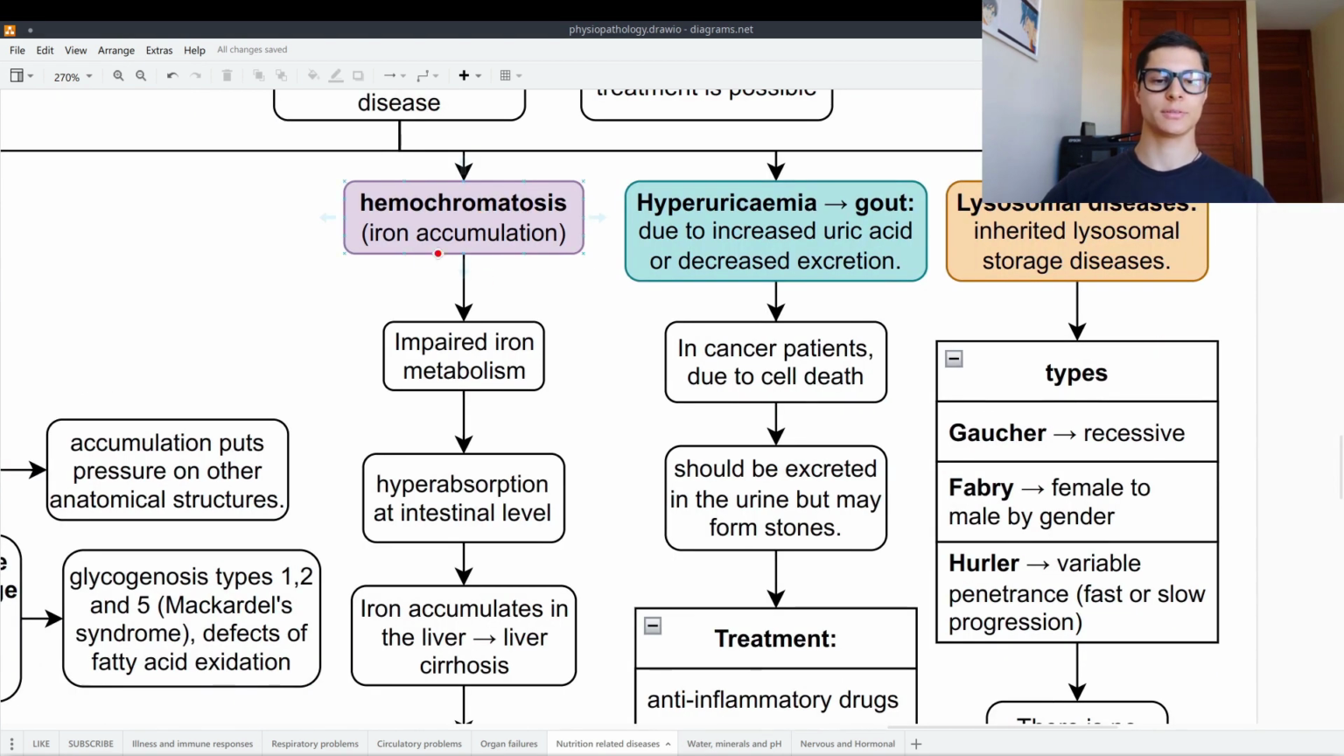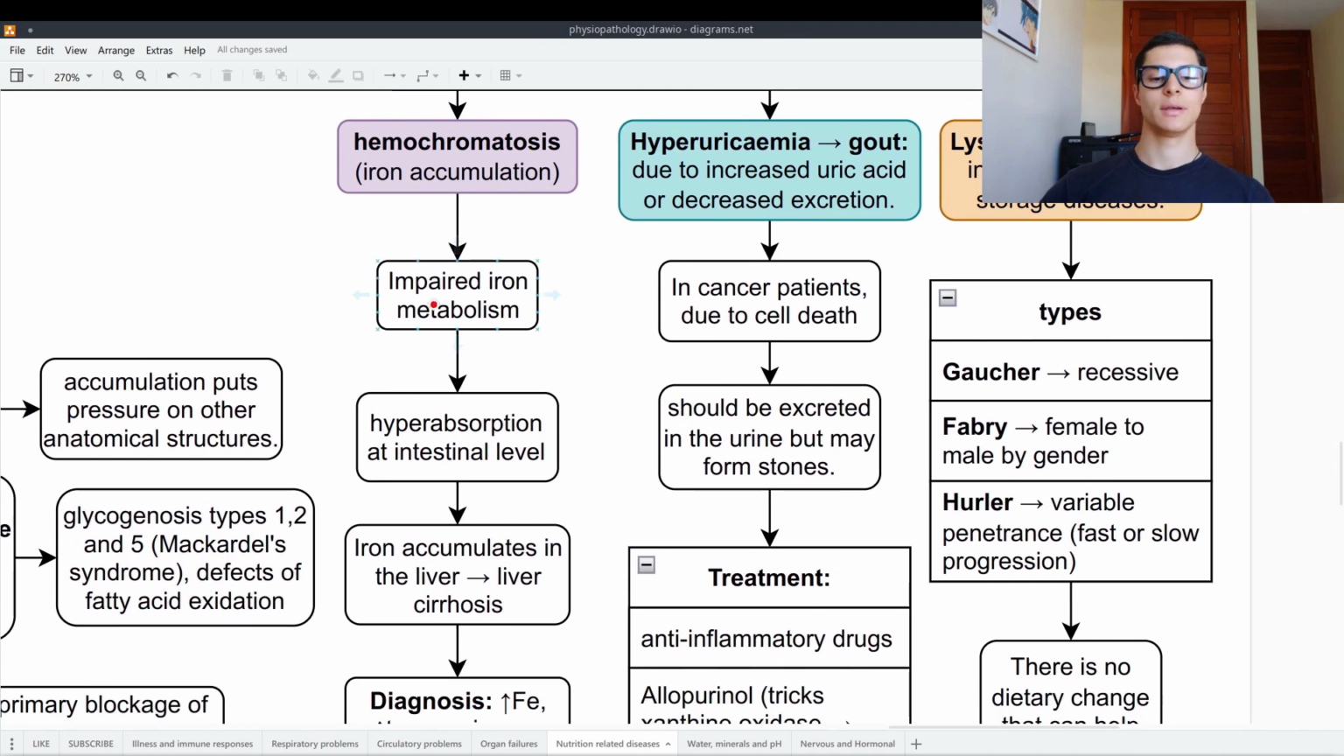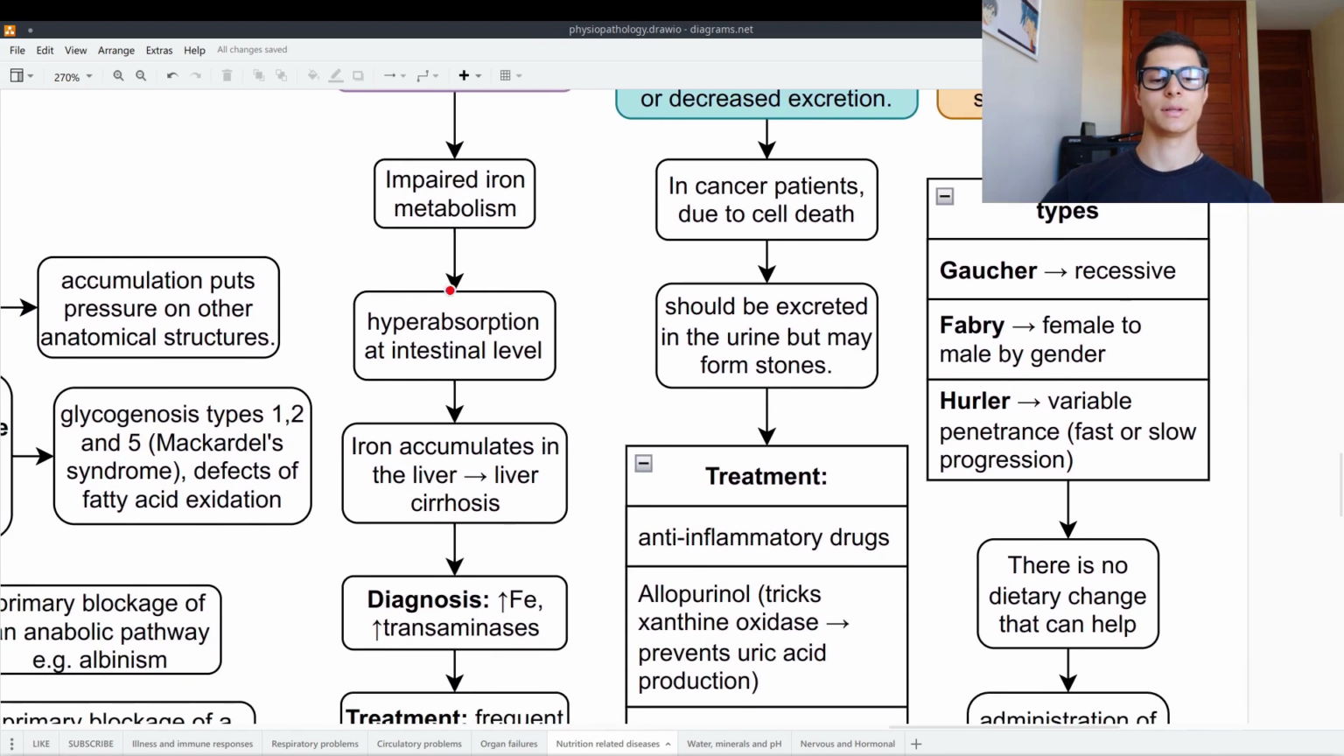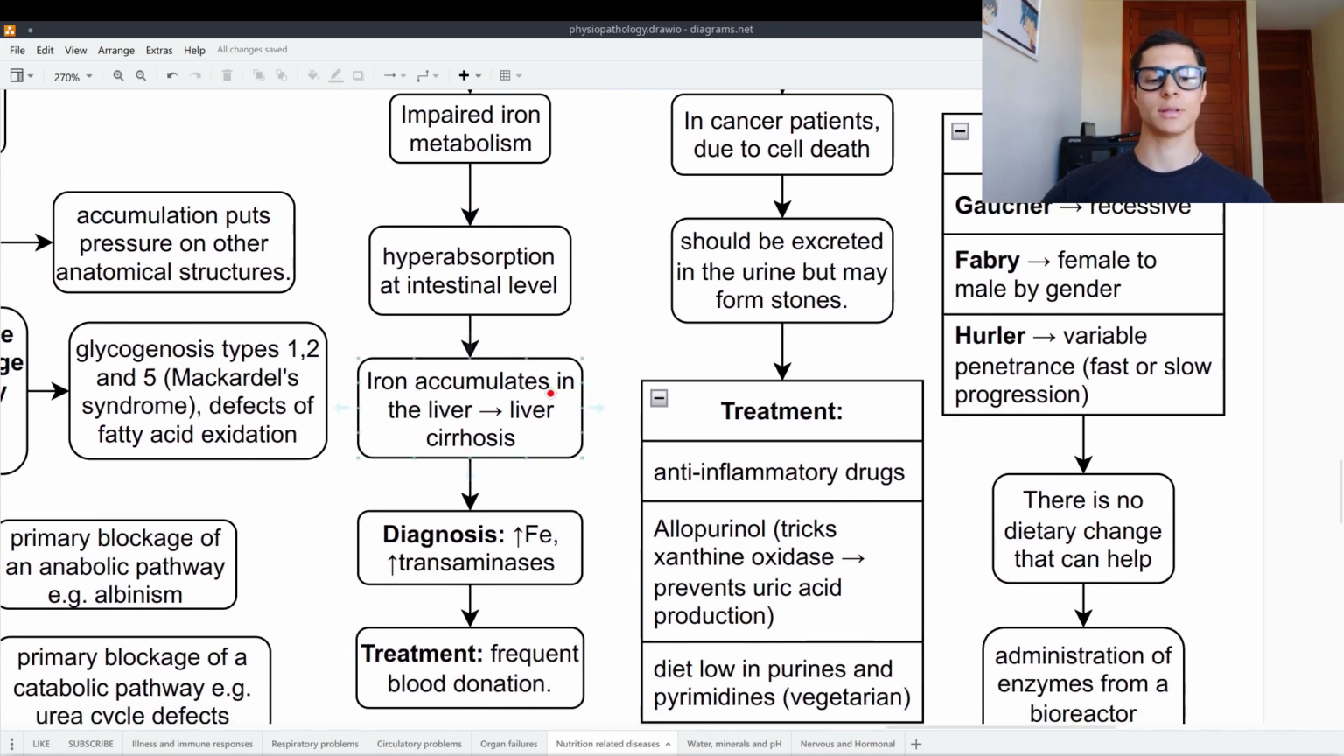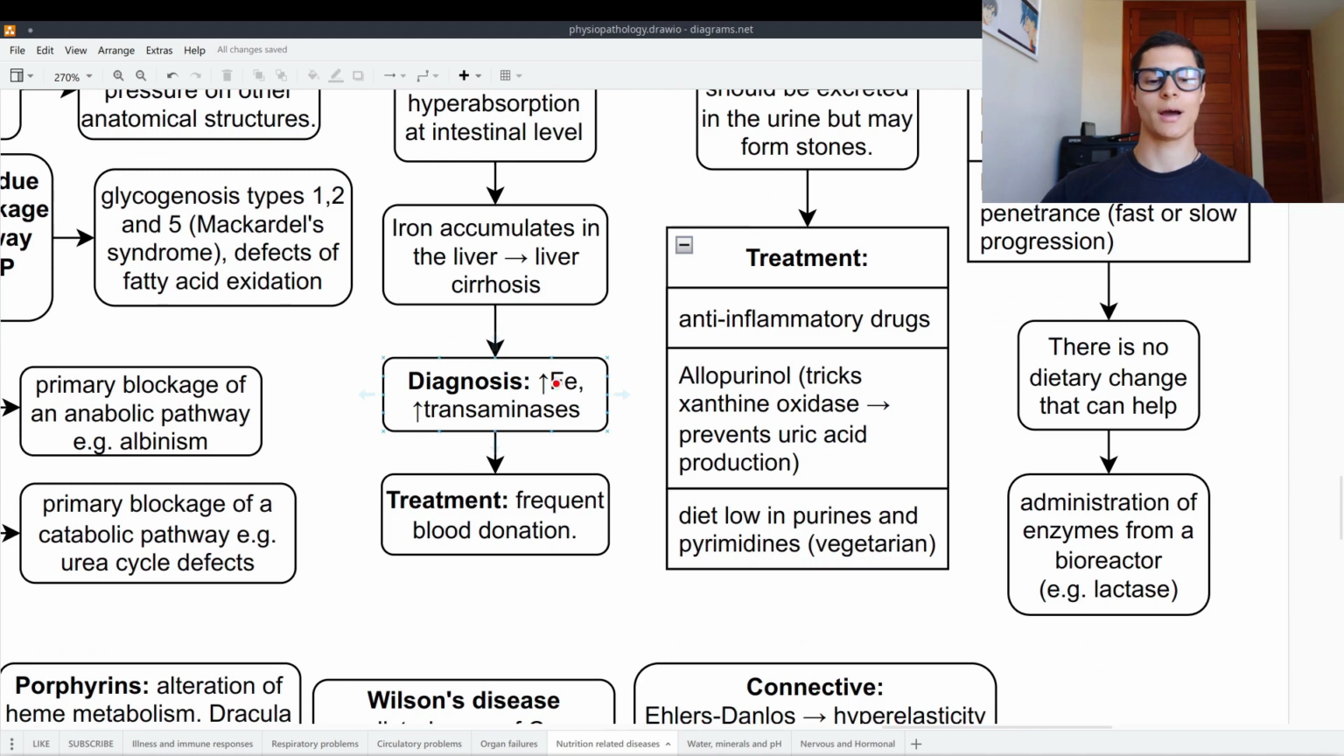The hemochromatosis, which is an iron accumulation. It is an impaired iron metabolism. There is a hyperabsorption at an intestinal level and the iron accumulates in the liver, creating a liver cirrhosis. The diagnosis is higher iron and transaminases as well. Treatment: frequent blood donation.